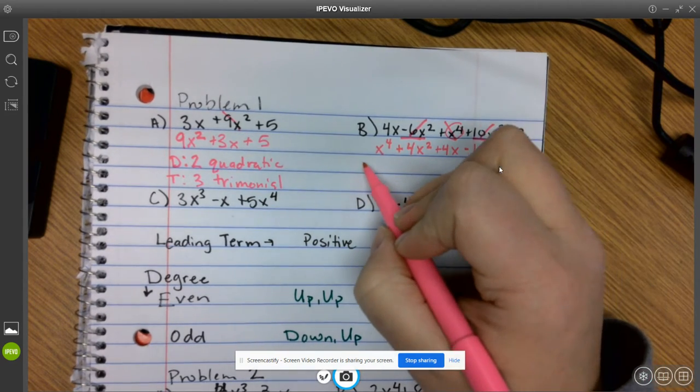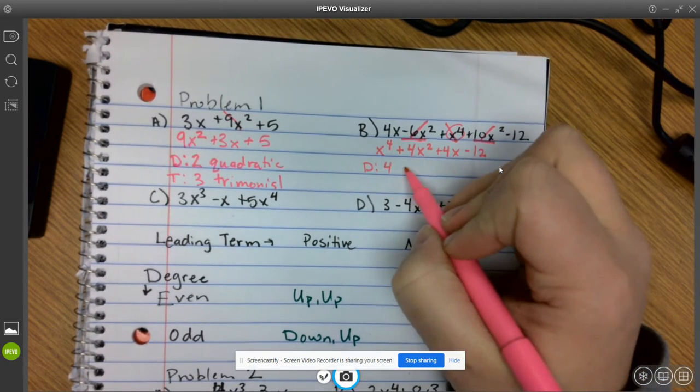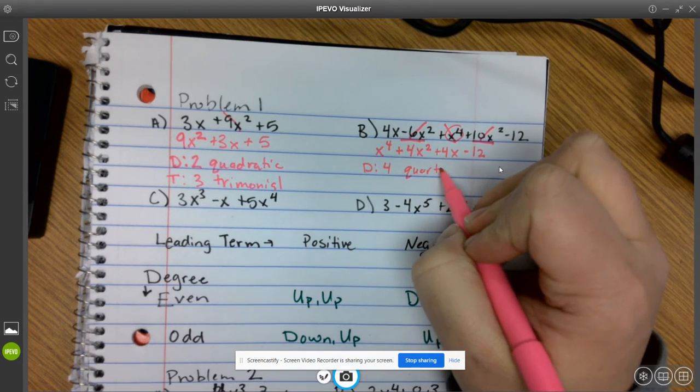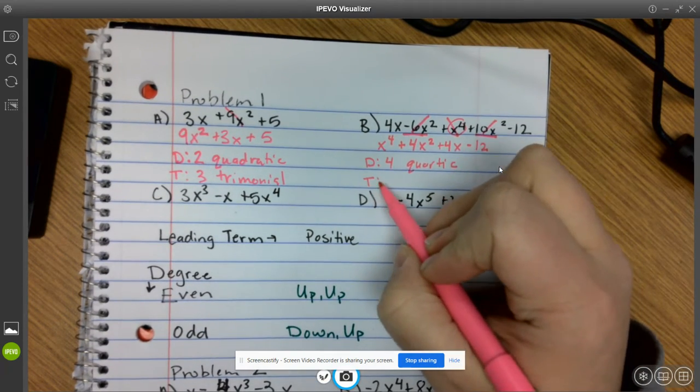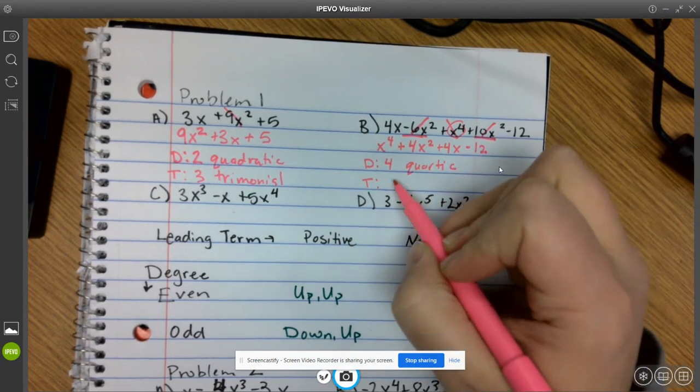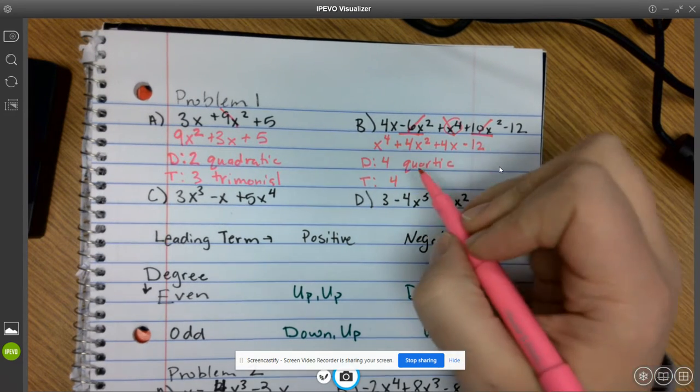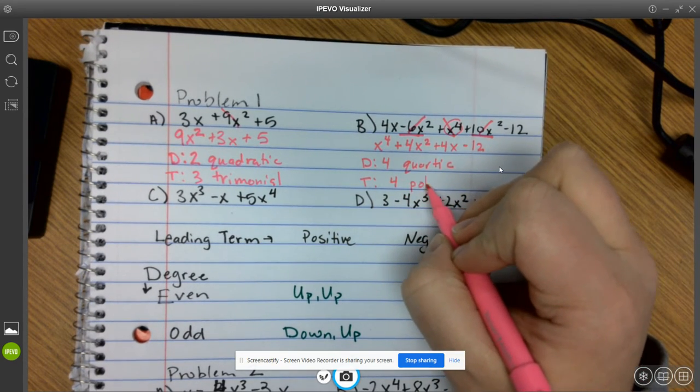So now when I look at this, my degree here is 4, which is quartic. My terms here are 1, 2, 3, 4. So for terms, you could just put 4 terms, polynomial.